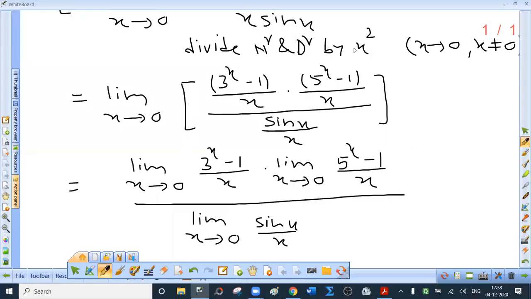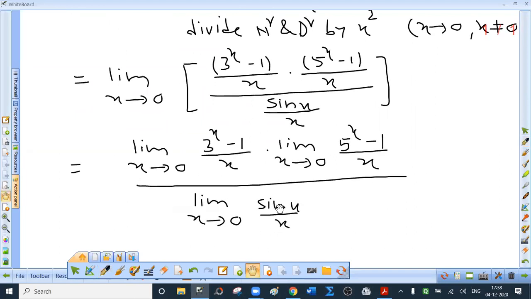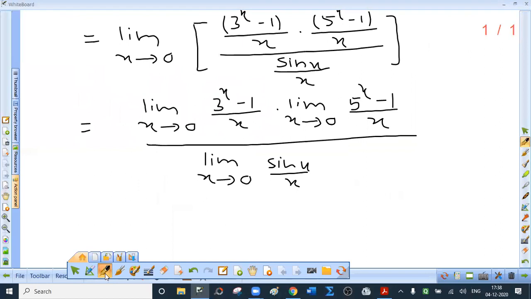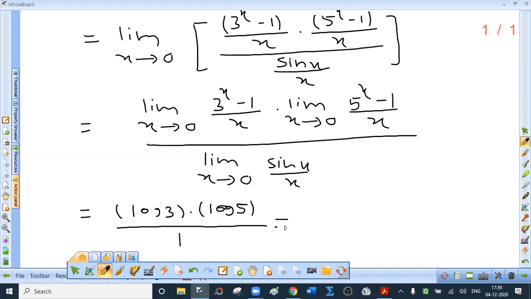So we divide numerator and denominator by x square to get limit x tends to 0, (3 raised to x minus 1) upon x into (5 raised to x minus 1) upon x, upon sin x upon x. Now we use theorems. So each limit is now a standard limit. So this is log 3 into log 5. I hope you won't say log 3 into log 5 is log 15. No. Log m plus log n is log mn. Log m into log n cannot be simplified.